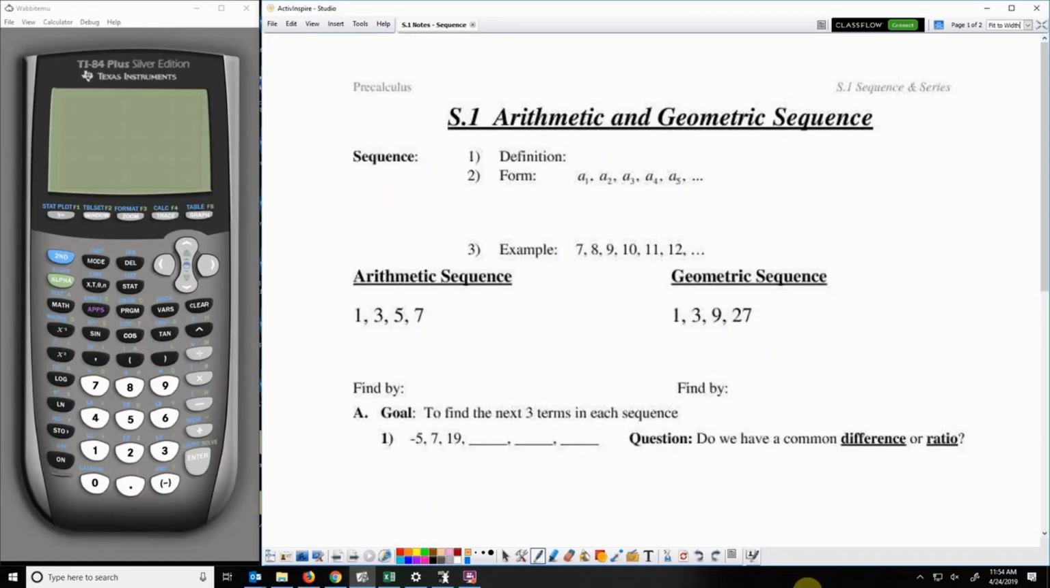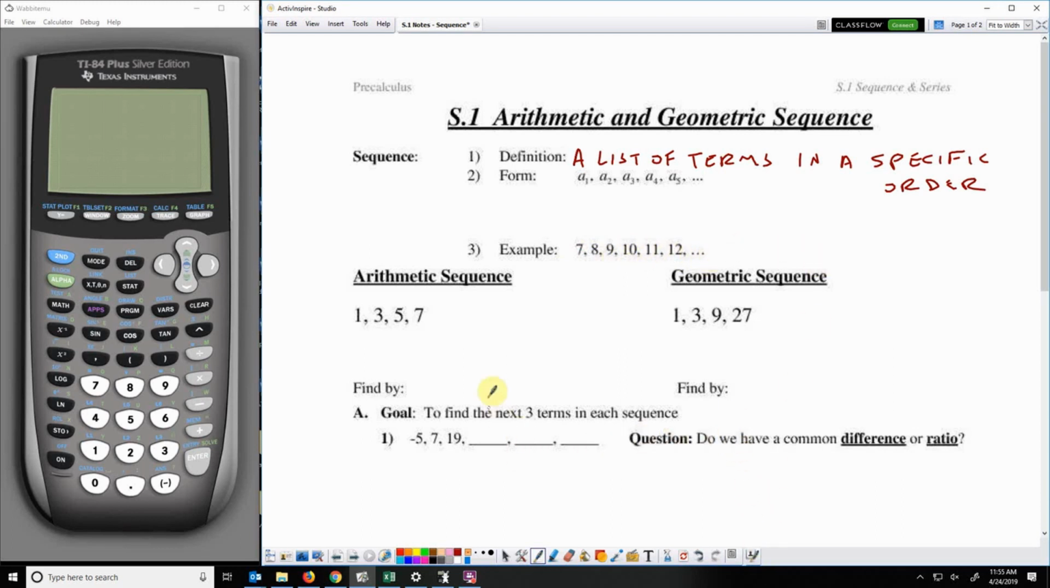We're going to talk about sequences, arithmetic and geometric sequences. A sequence is a list of terms in a specific order. So there's a term 1, term 2, term 3, term 4, term 5, and so on. So here's a sequence, 7, 8, 9, 10, 11, 12, and so on.